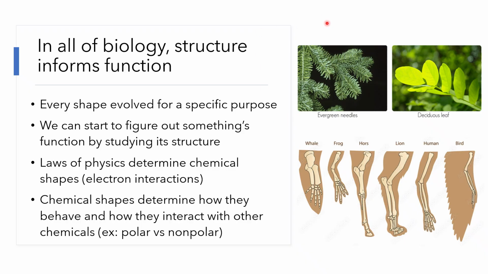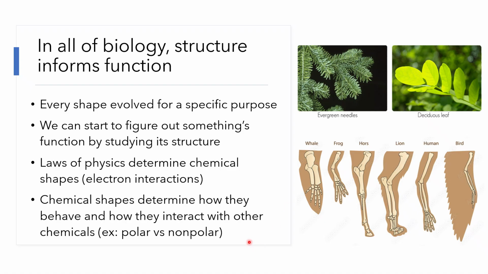And we're going to start off with a reminder. We'll hit this a little bit harder in class when we meet, but remember that in biology, one of our themes is that structure informs us of the function. So every shape evolved for a specific purpose, even down to the chemicals. We can infer what a chemical's purpose and role in a cell is going to be based on its overall chemical structure.